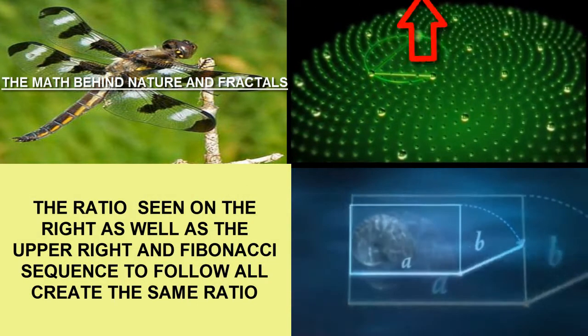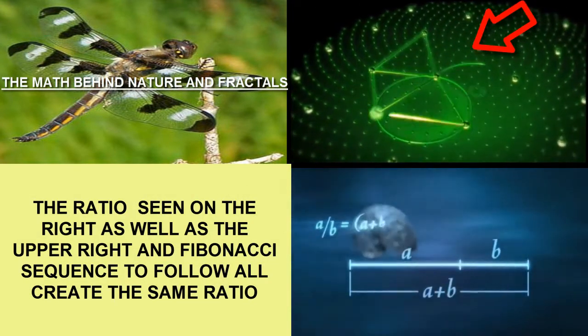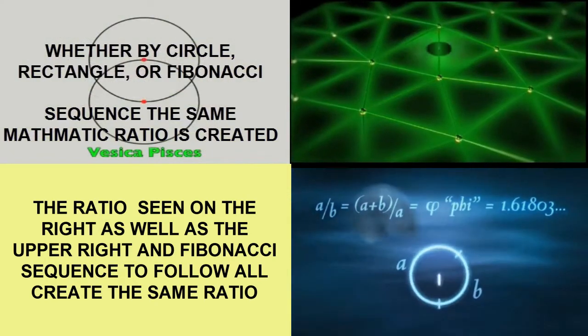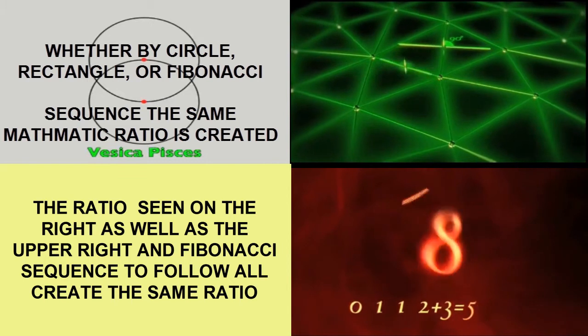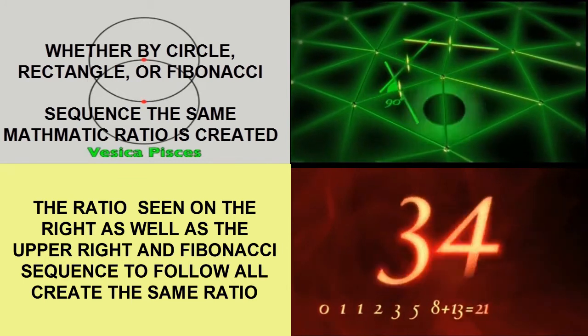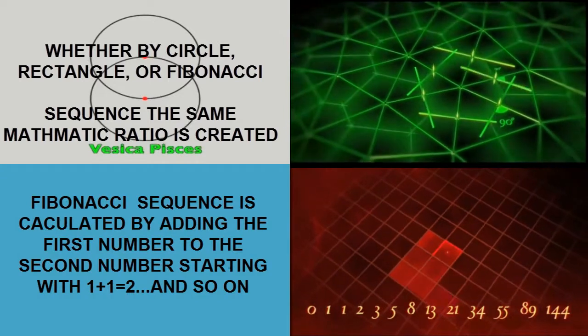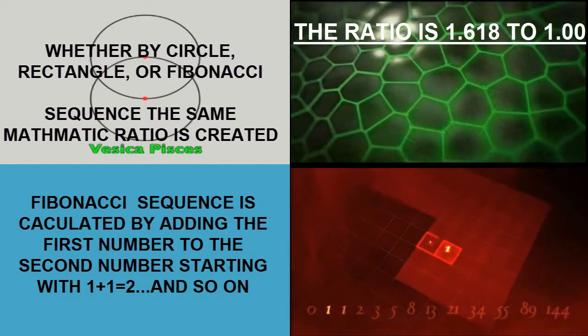The golden ratio is the relationship between two line segments where the fraction produced is 1.618 to 1. The Fibonacci sequence is created by adding two consecutive numbers, then taking the first number and dividing it into the second number, and you get the ratio of 1.618 to 1.